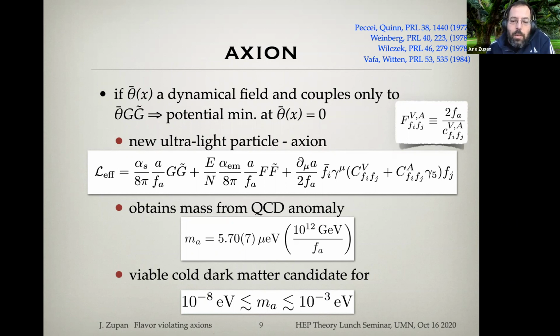The mass is small in this case. It only comes from the QCD anomaly. For these values of the axion decay constant that will be interesting for us, this is sort of 10 to the minus 6 electron volts. And it's a viable dark matter candidate in this window, for the most vanilla case where it just comes from the oscillations. All right.